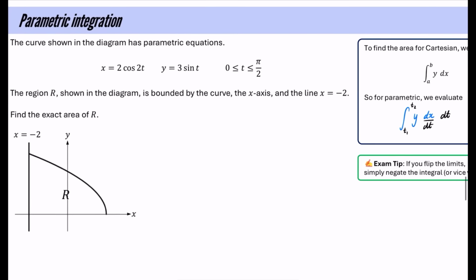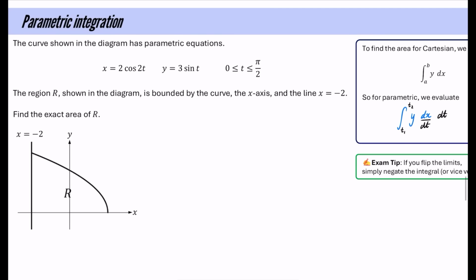The curve shown in the diagram has these parametric equations. x is 2 cos 2t and y is 3 sin t. And this is for t between 0 and pi over 2. The region R, shown in the diagram, is bounded by the curve, the x-axis, and the line x equals minus 2. Find the exact area of R. So in this question, the area of R is going to be the integral of y dx/dt dt.